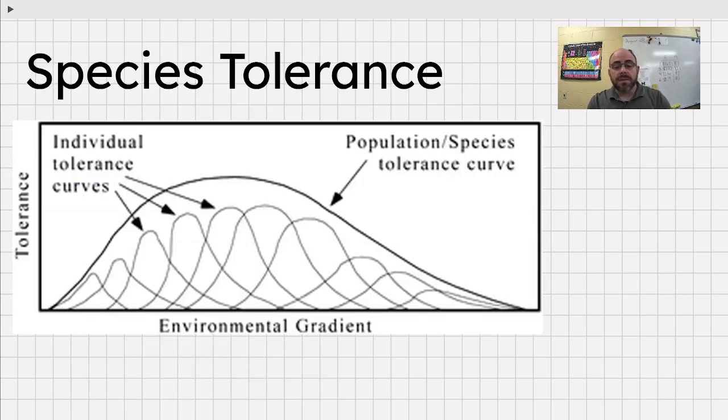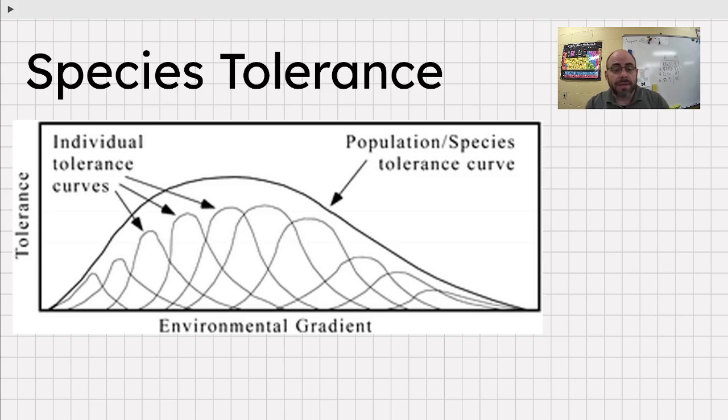Species tolerance is going to take all of those individual tolerances and sort of come up with an average, right? Sort of come up with a baseline for the whole species, like a range of tolerances.